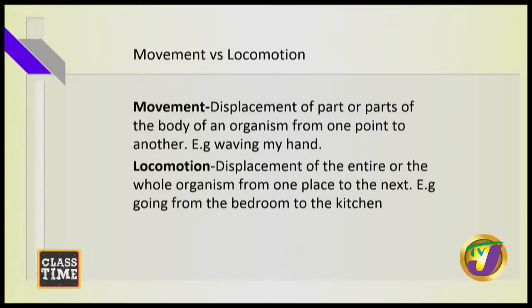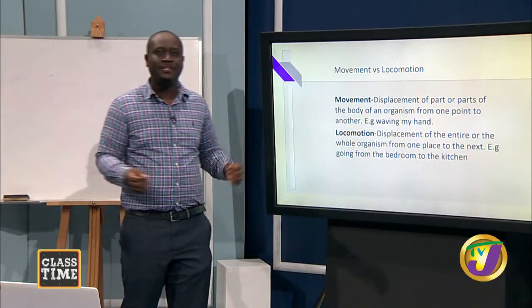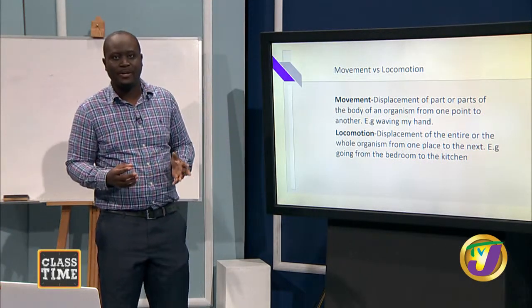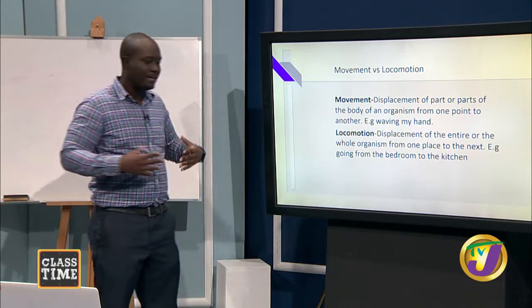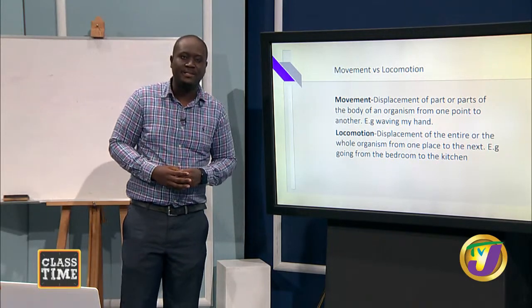Before we go into the lesson, we want to differentiate some terms that are used for this topic. The two terms that we want to distinguish are movement and locomotion. Now, what do we mean by movement? A movement is just a displacement of part of an organism, while the entire organism remains stationary.